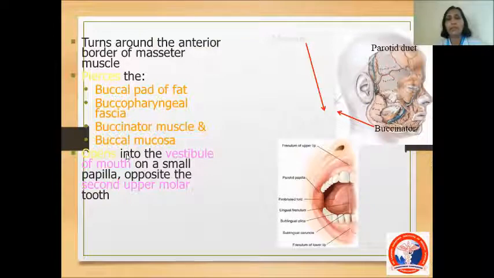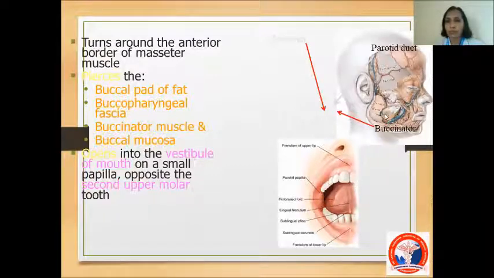Then it opens into the vestibule of the mouth through a small opening which is seen as a papilla opposite the second molar teeth. So here we can see a small papilla which is opposite the second molar teeth, and that is the opening of the parotid duct.